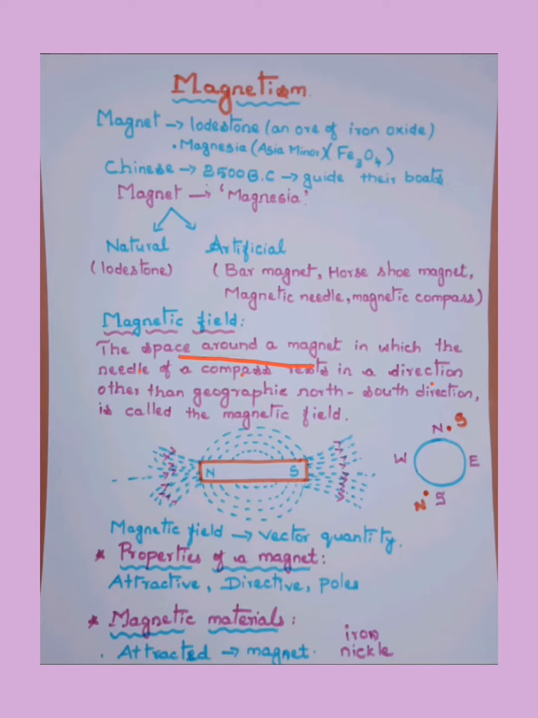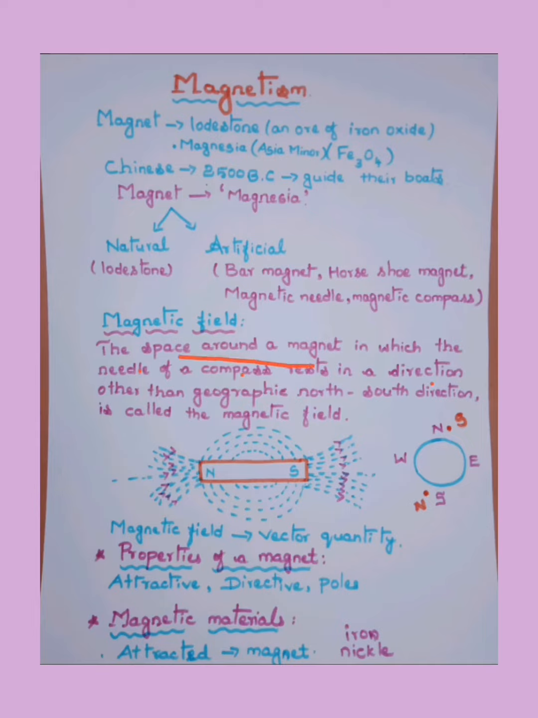The geographic north and south direction will be our magnetic north and magnetic south. Hence geographical south is here, geographical north is here. Other than these two directions, you will find this field. So this is magnetic field. The compass rests in this north-south direction. If this is a compass, this will rest in the north-south direction. Other than this, you see this field, the space around this is called magnetic field.